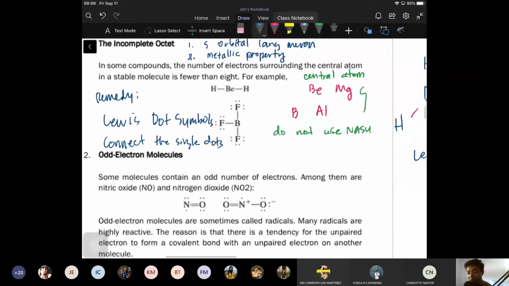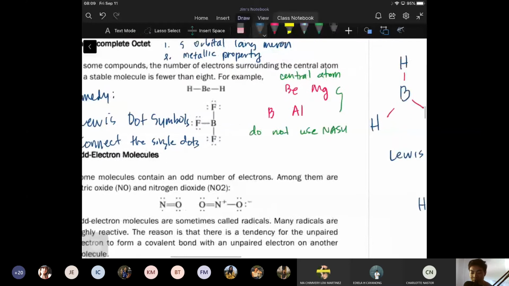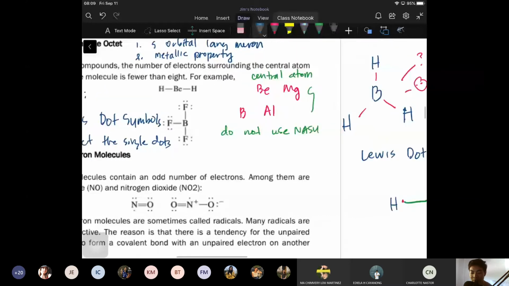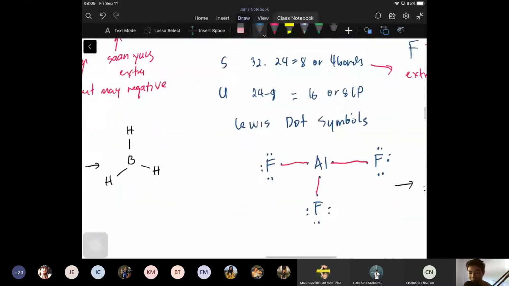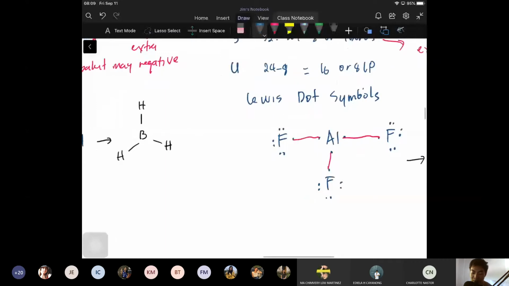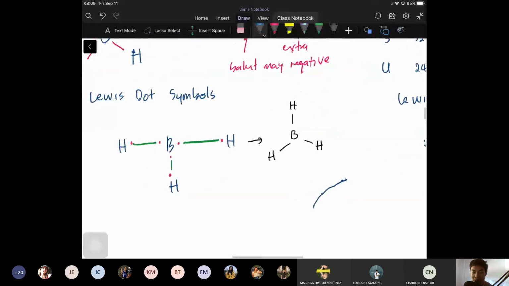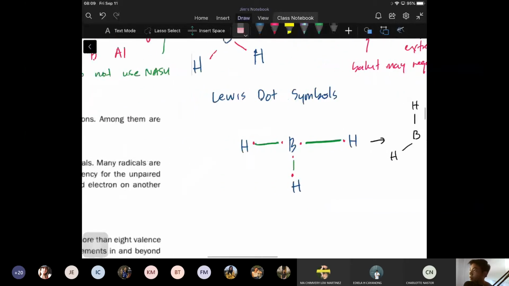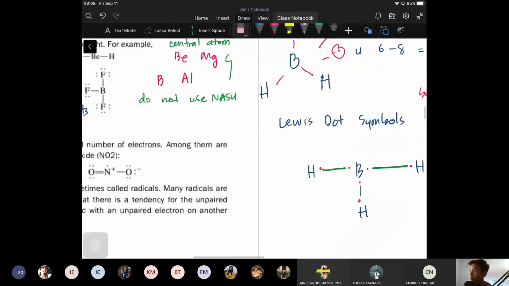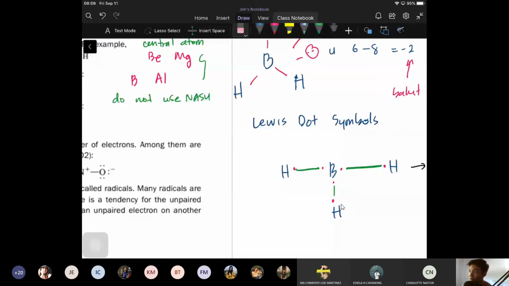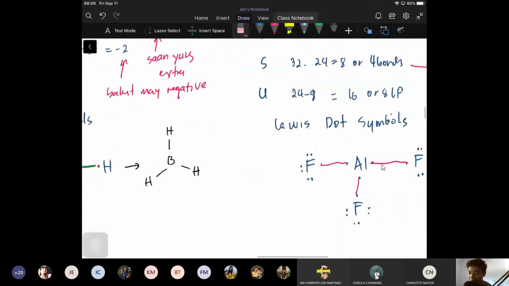Ayan, ginagawa niyo yan since bata pa, di ba? Dapat master niyo na yan, no? Nung mga 2 years old pa lang kayo, di ba? May mga dots kayong dinudugtong. O, ito na siya ngayon, no? Dots, di ba? Level up, di ba? So, basta i-connect nyo na yung mga single dots, no? So, ganun. Tapos na yan.